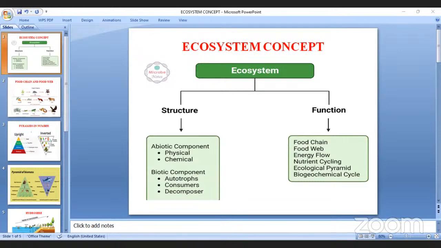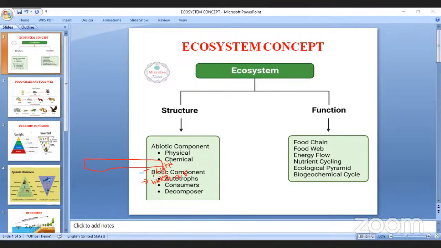What are the physical components in the ecosystem? The physical components may be temperature and light. They are the physical components. And apart from that, some chemicals are also present in the environment. For example, water has some chemicals, and air has some chemicals. So these chemicals included in water and air are also part of the ecosystem. And these are the non-living abiotic components.